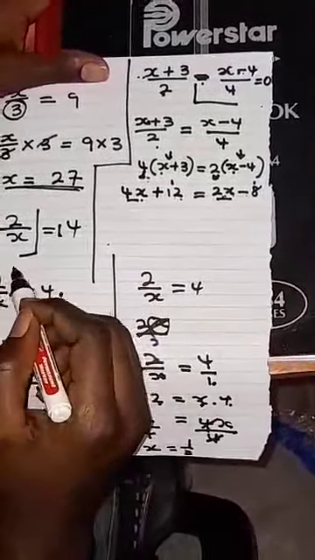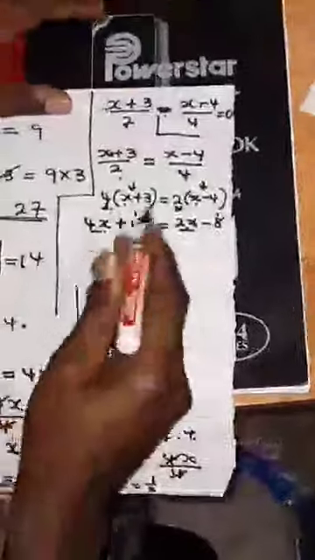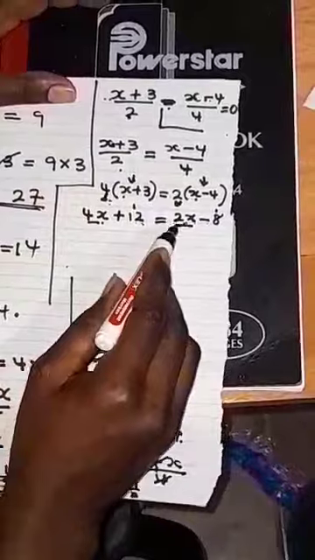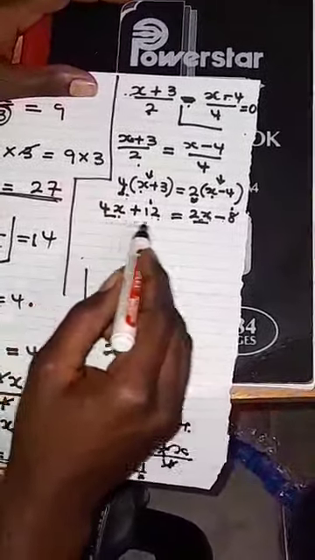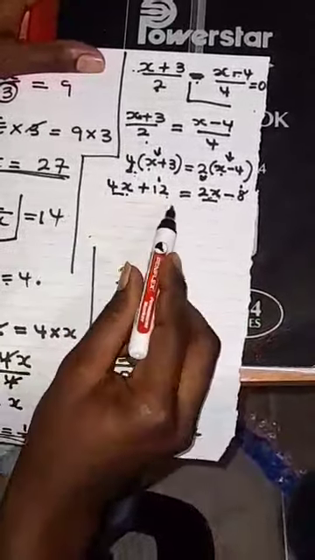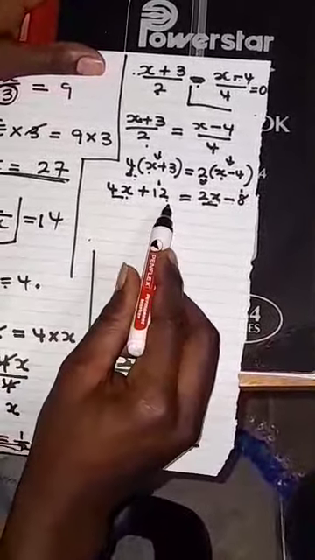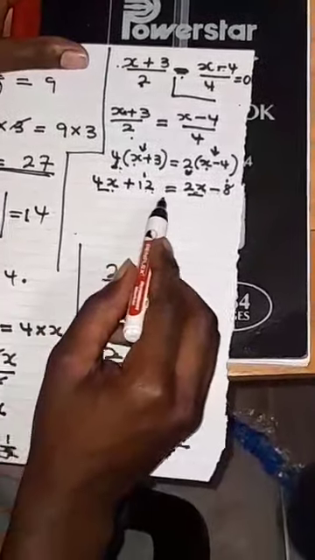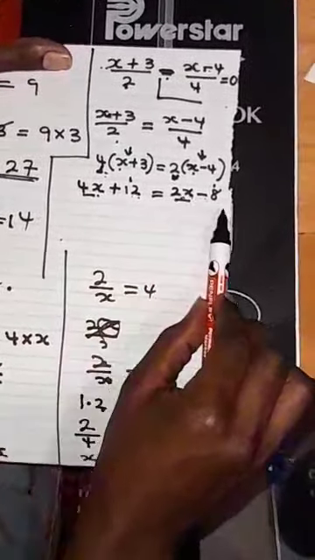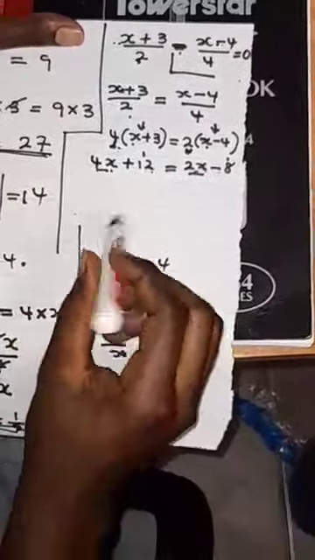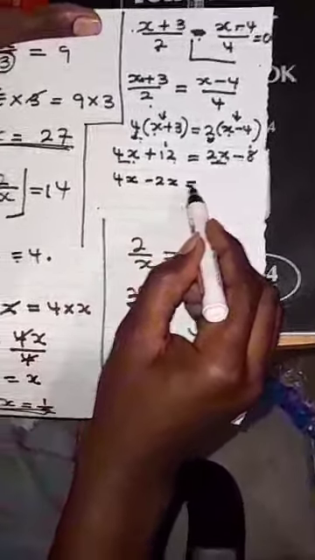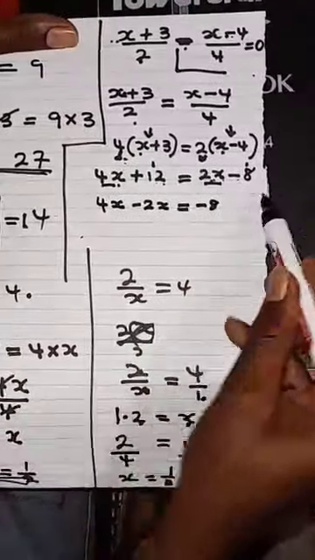So we must group these like terms on one side. This 2x must come to this side of the equal sign, and this 12 must come to the other side, so that this side of the equal sign will have the unknown variables only, and the other side will have the coefficients only. So this 2 must come this side. It becomes 4x minus 2x is equal to negative 8.